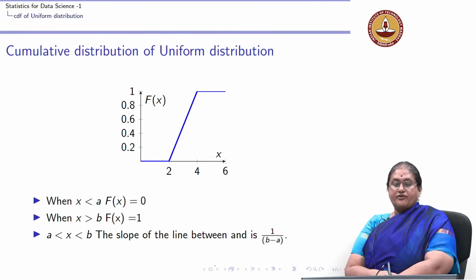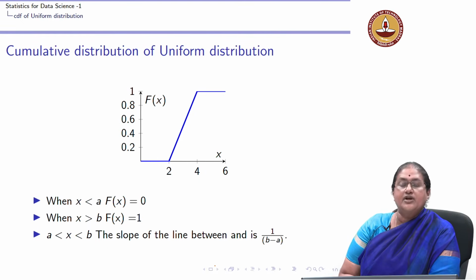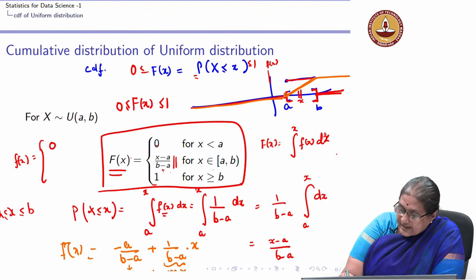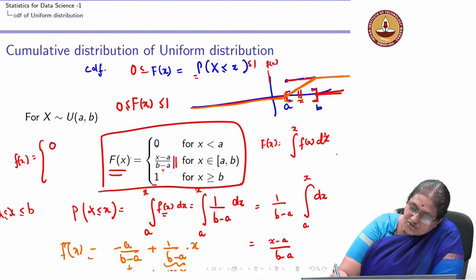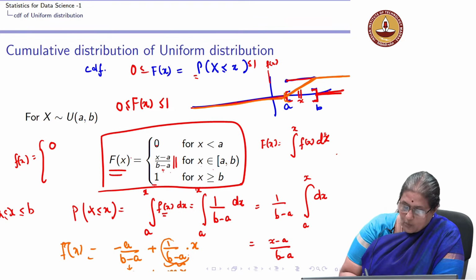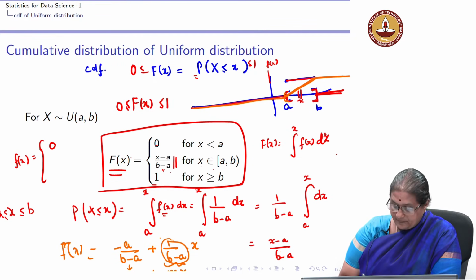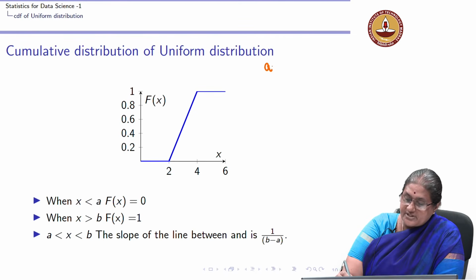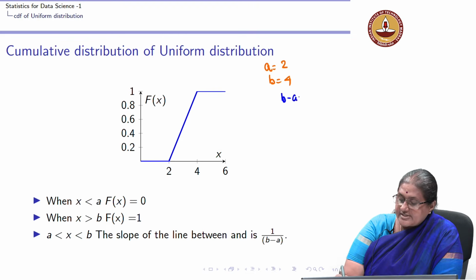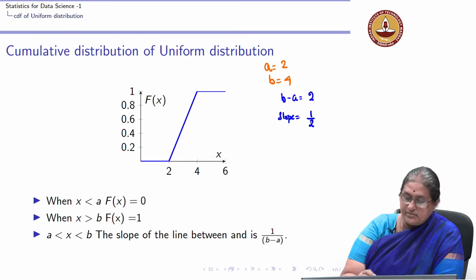So, the CDF, or the cumulative distribution function, of a uniform distribution would be 0 till it is at A, it would be 1 beyond B, and between A and B it is going to be the equation of a straight line with slope 1 by B minus A. Going back to our example where A was 2 and B was 4, B minus A is 2, so the slope is going to be half, which is 1 by B minus A.